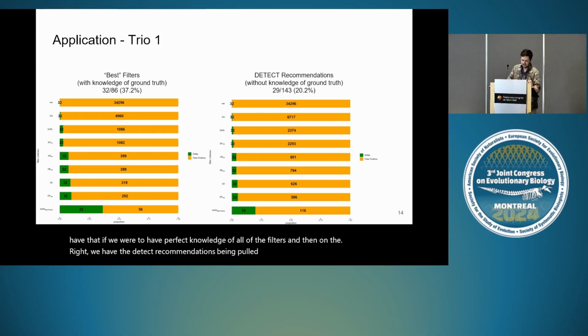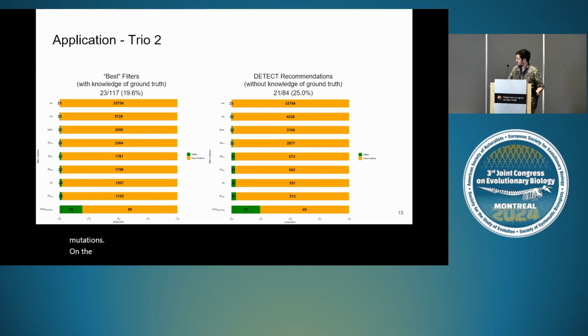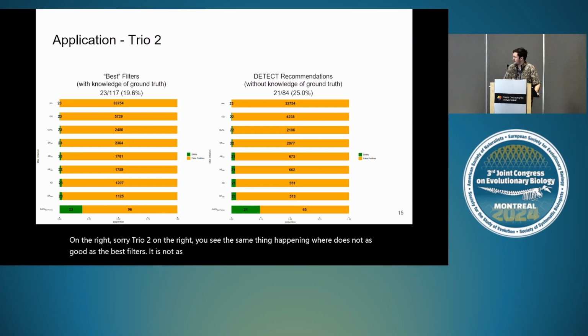Now, as you can see, while it's not perfect, it gets the number down from 34,000 to less than 150 candidate sites, which could then be moved on to manual curation, and we end up losing 3 true de novo mutations. On the right, trio 2, you see the same thing happening where it is not as good as the best filters. It is not as good as if we had knowledge of the ground truth. However, it gets it down from 34,000 to under 100.